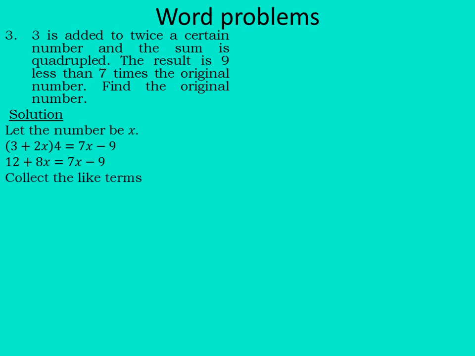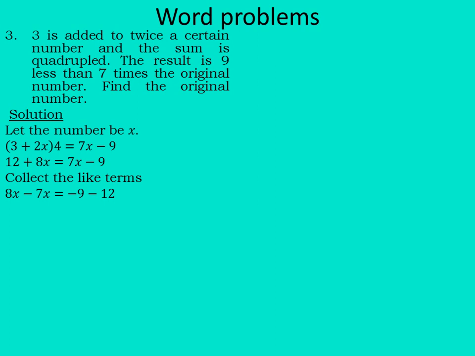So here we are going to collect the like terms. We take 7x to the left hand side. So we have 8x on the left hand side already. We take 7x to the left hand side because it is plus from the right hand side, so when we take it to the left hand side, it becomes minus. So we have minus 9 on the right hand side already.